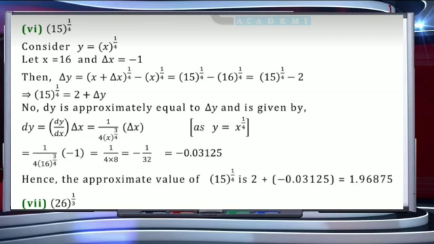Students, your next part, the seventh part, is 26 raised to power 1 by 3. I am giving this part as homework to you all. Do try this question. I will give you a hint on how to try it. Students, whose cube root is near to 26? That is 27. So our x will become 27 and delta x will become minus 1, and the function, as given, is x raised to power 1 by 3. So do try this question.